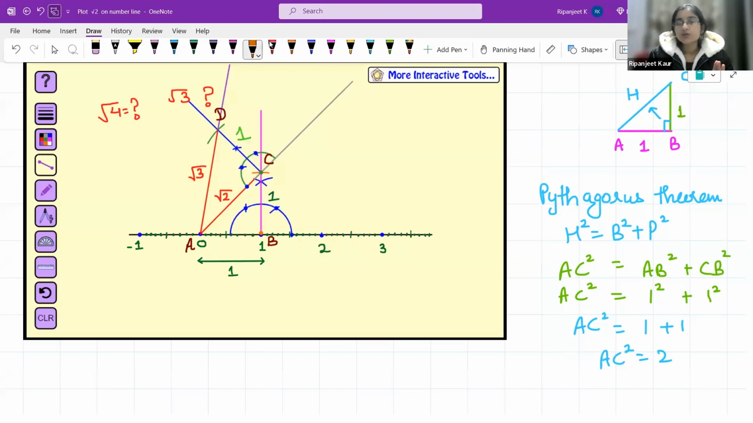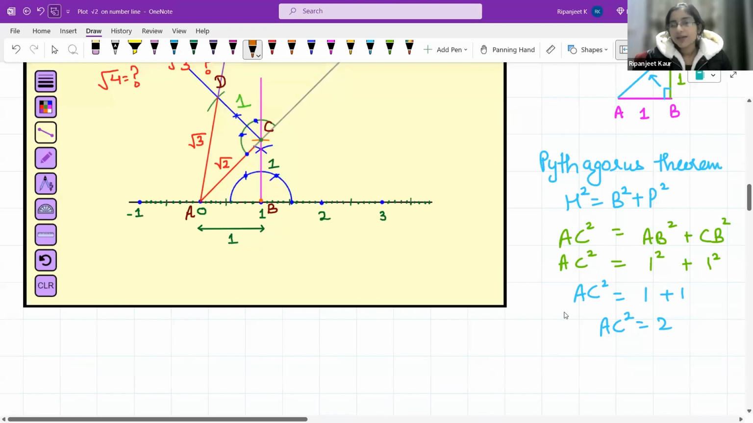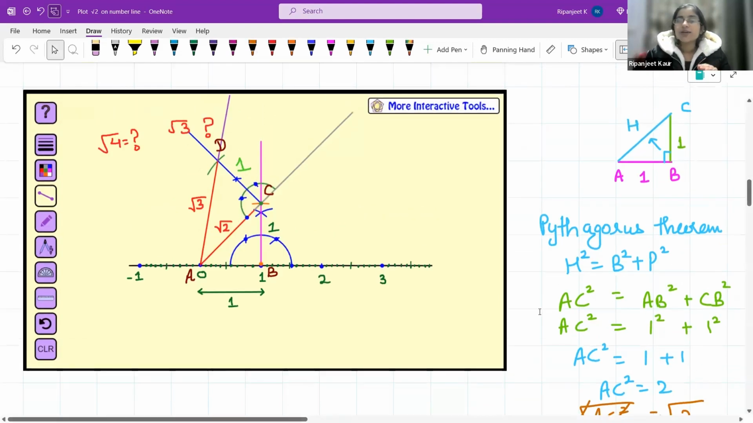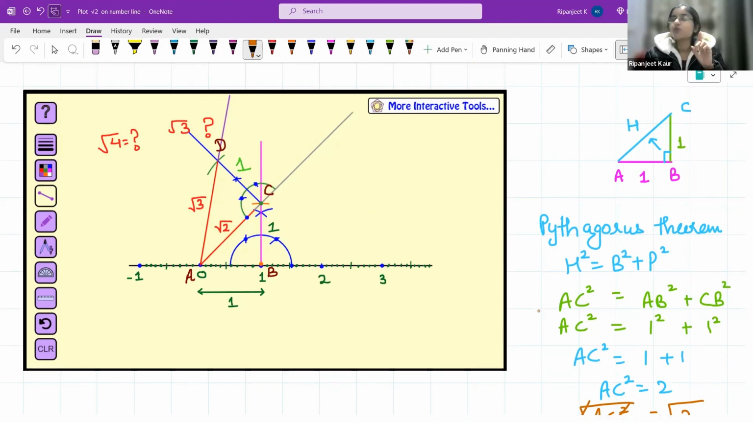There is a square. So we will have to remove this square, right? For that, we just have to take square root on both sides. We get root 2, right? AC equals root 2. So this is why it is true that this AC that we are forming here will always be root 2. Now this is proved. Okay.